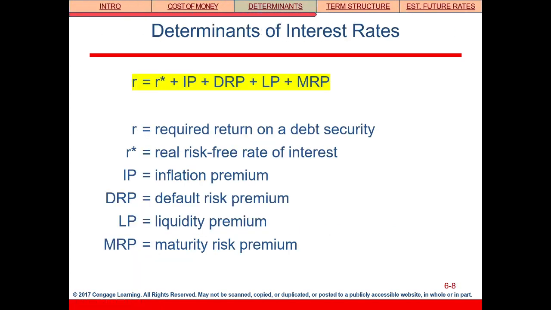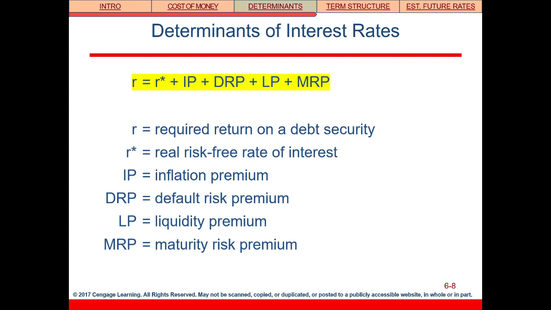So basically that was section 1, the cost of money. We have explained those factors that could influence the cost of money, basically the interest rate levels. Next is section 2, determinants of interest rate.